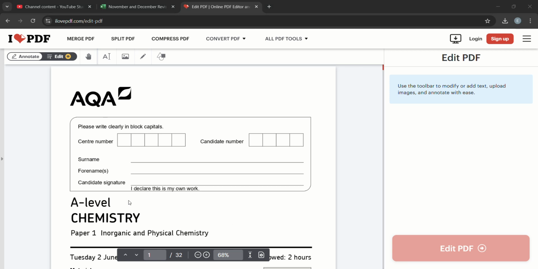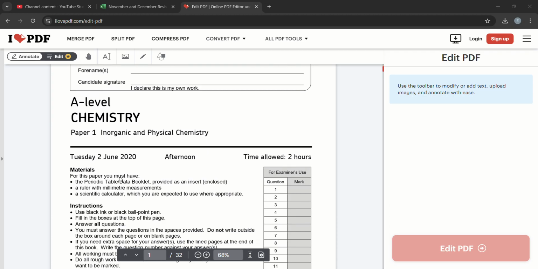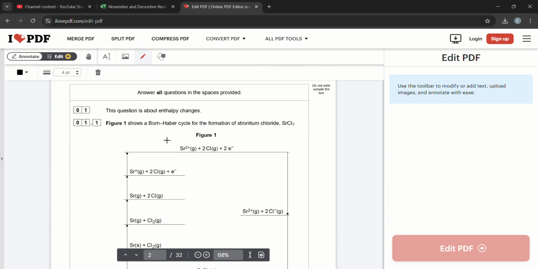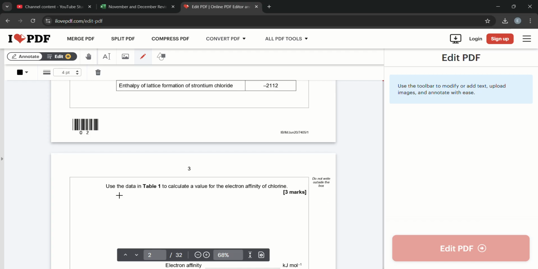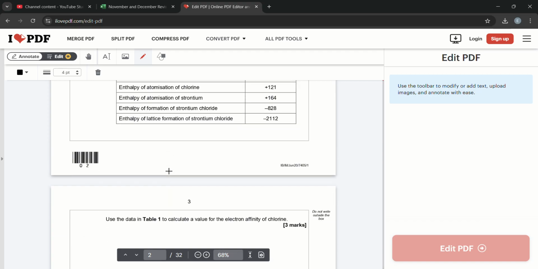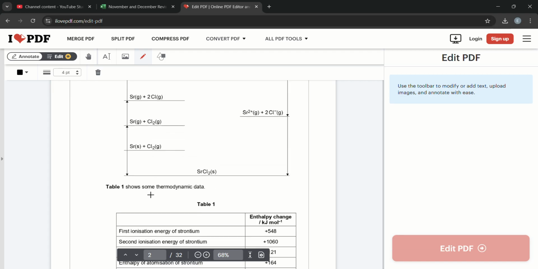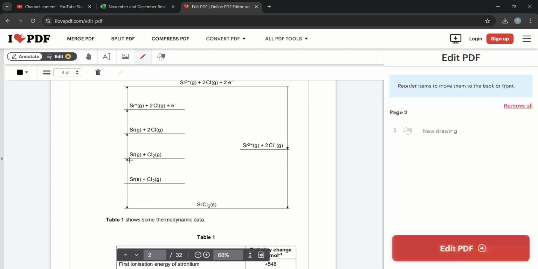So, AQA A-level chemistry Paper 1, Tuesday 2nd of June 2020, question 1. Born-Haber cycle, and it doesn't want us to complete the table, it wants us to calculate the value for the electron affinity of chlorine. So we know that the enthalpy of atomisation of chlorine is plus 121. So this bit is plus 121.